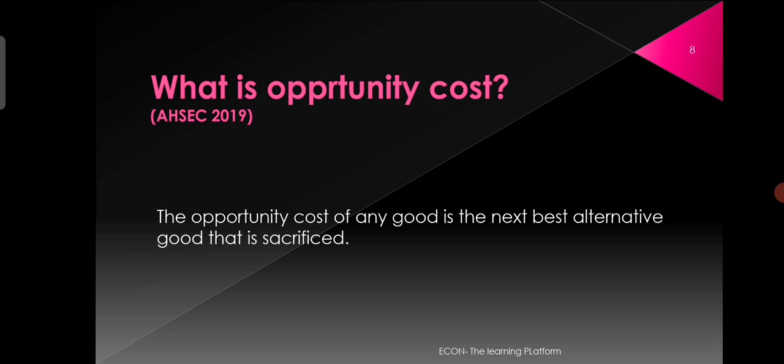So have you understood? The opportunity cost of any good is the next best alternative good that is sacrificed. It is the potential benefit lost when choosing one alternative over another. Move to the next question.